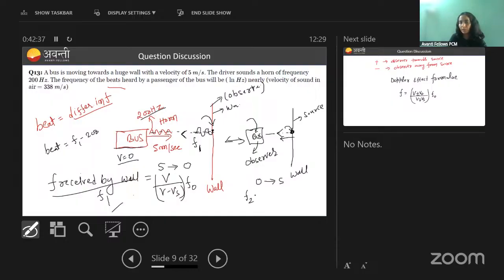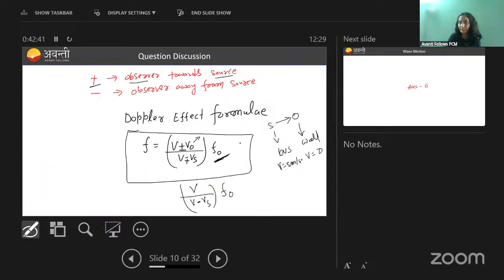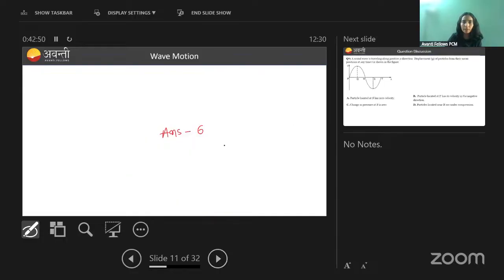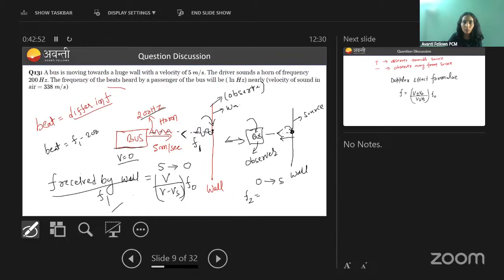So what will be the frequency now? How will you write F2? The observer is moving towards the source, and the source is at rest, that is the wall. So you set its velocity to zero. The observer is moving towards the source, so positive sign: V plus V naught by V. So here you will write V plus V naught by V into F1. This is the frequency this person will hear.